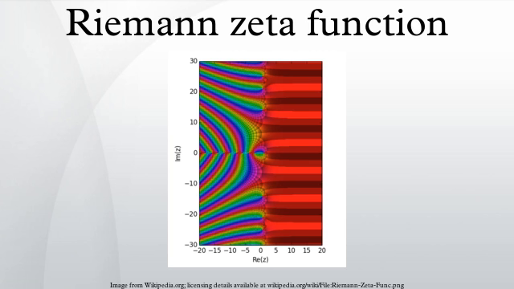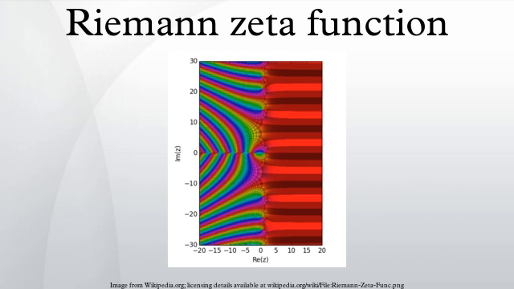For s = 1, the series is the harmonic series which diverges to plus infinity, and thus the Riemann zeta function is a meromorphic function on the whole complex s-plane, which is holomorphic everywhere except for a simple pole at s = 1 with residue 1.